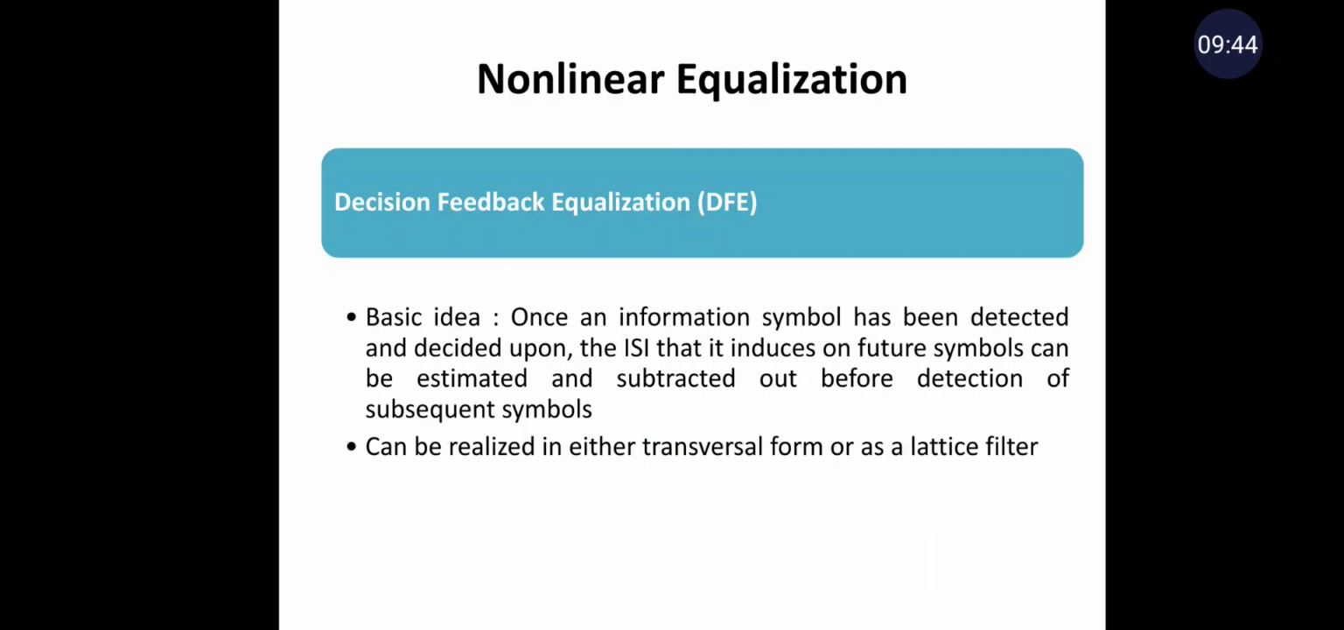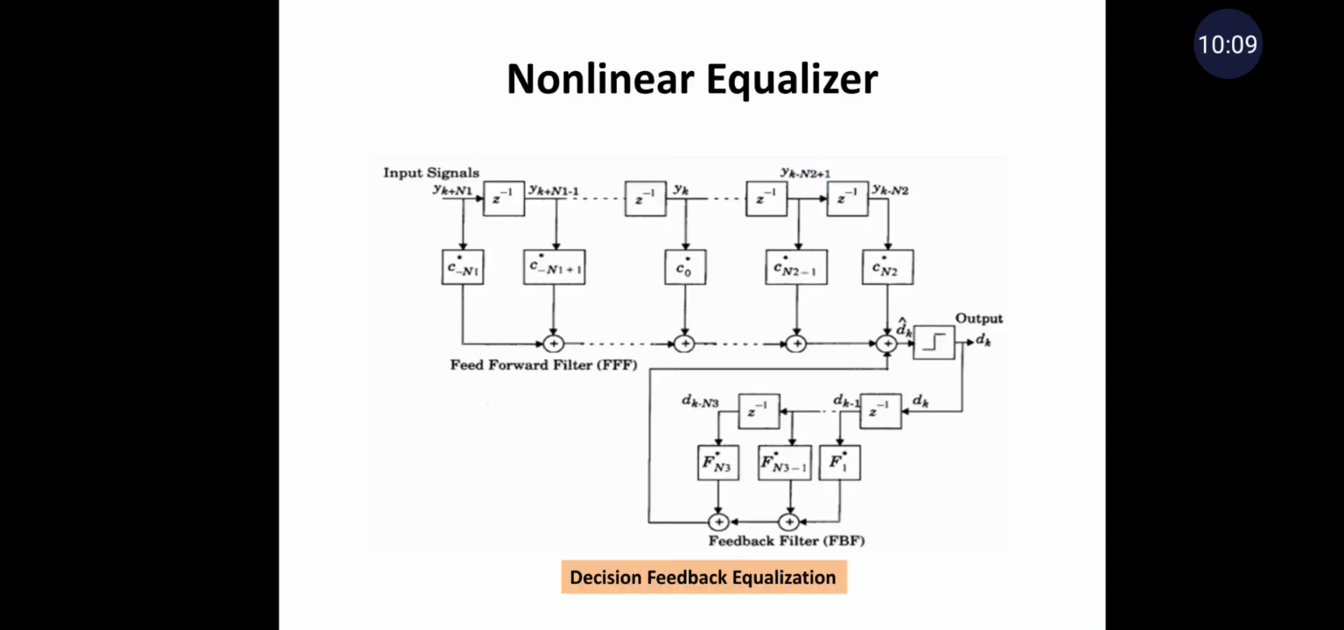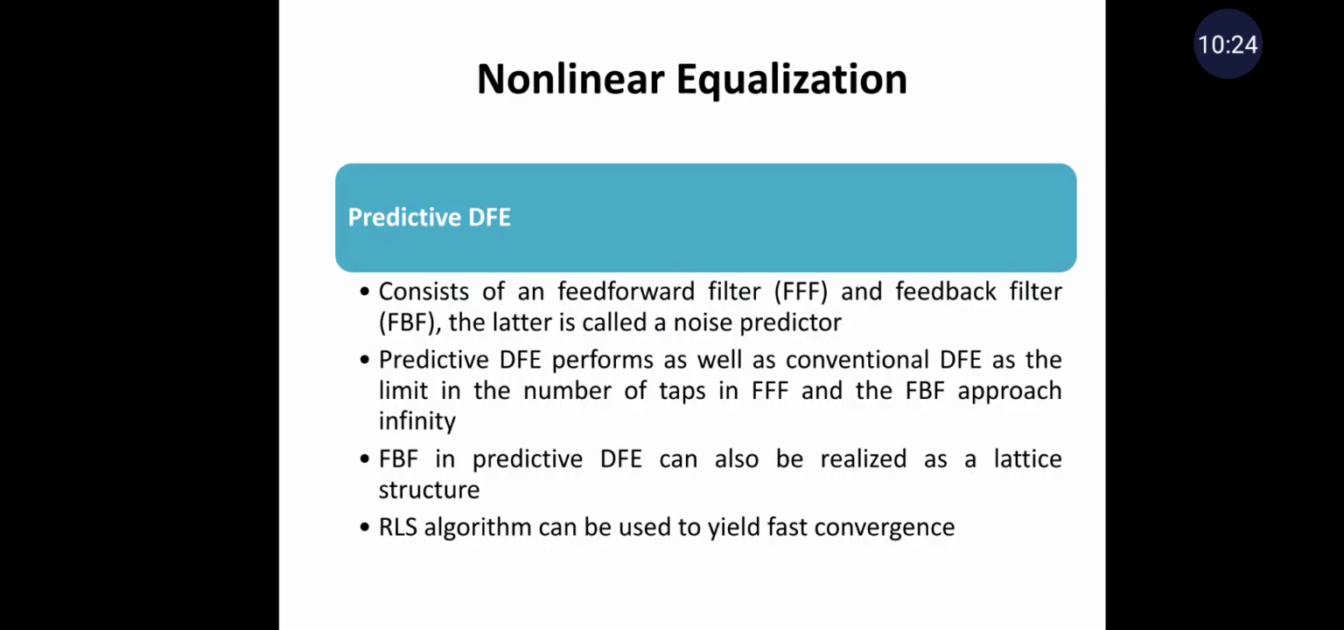Now let's see about DFE, that is decision feedback equalization. The basic idea behind decision feedback equalization is that once an information symbol has been detected and decided upon, the ISI that it introduces on future symbols can be estimated and subtracted out before detection of subsequent symbols. It can be realized in either transversal form or lattice form. This is the structure of the decision feedback equalizer. Here we have the feed forward filter, that is FFF, and then we have the feedback filter, denoted by FBF. The input is denoted by Y and the output is denoted by D.